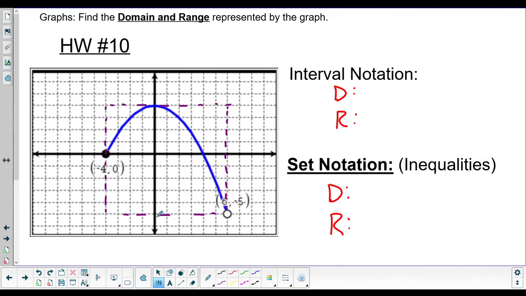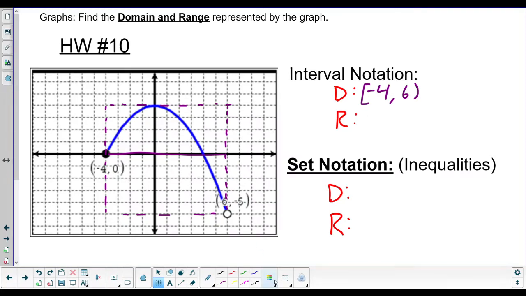Okay. So now let's look at our domain. We want to know how much of this x-axis is inside of our box. So it goes from -4 to the right to 6. This point is open, so we're not including the 6, so it gets a parenthesis. The -4, solid point, so it gets a bracket.